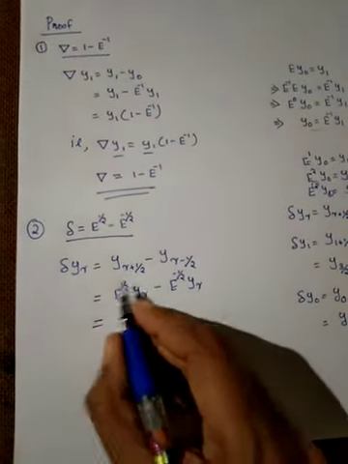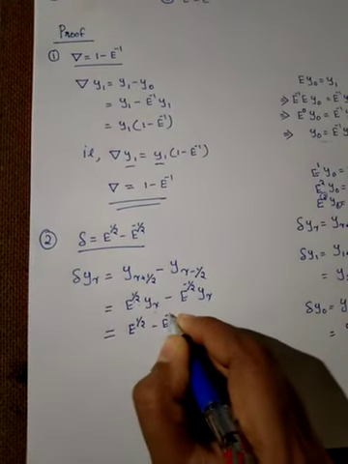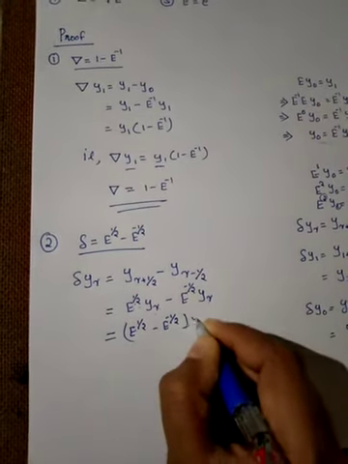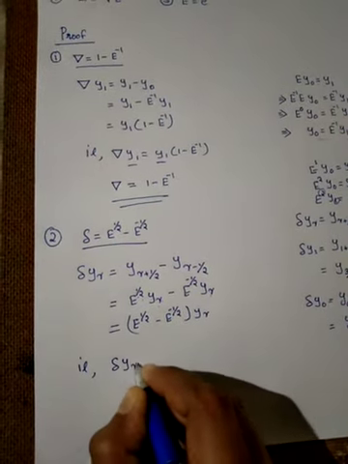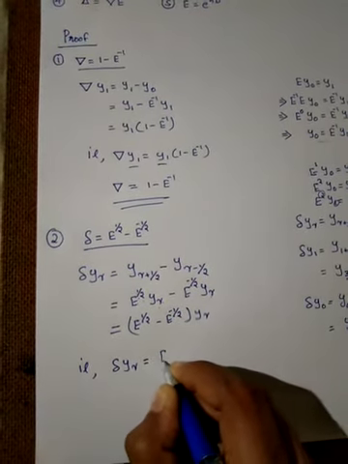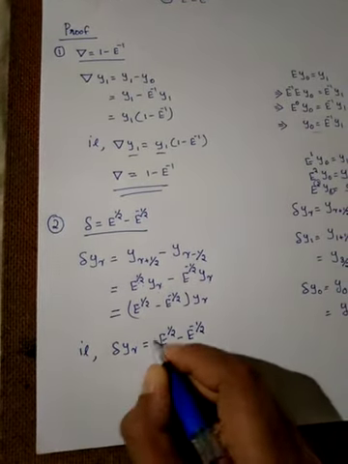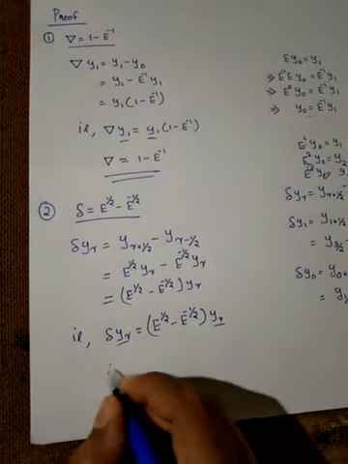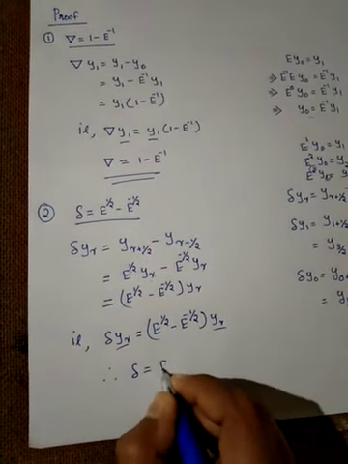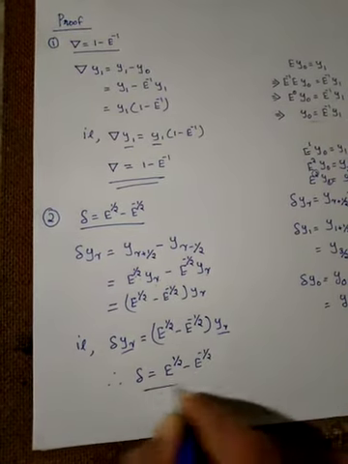Then yr is common, so e raised to 1 by 2 minus e raised to minus 1 by 2, yr. That is, δyr equal to e raised to 1 by 2 minus e raised to minus 1 by 2, yr. yr is common, so it's cancelled. Therefore, δ equal to e raised to 1 by 2 minus e raised to minus 1 by 2.